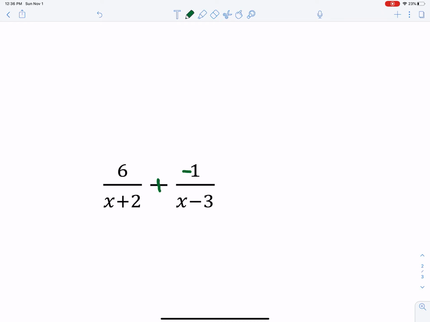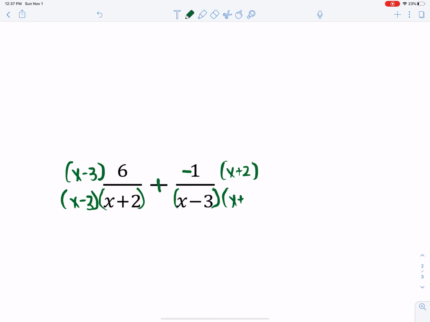So now, I can't factor the bottom of the first one. I can't factor the bottom of the second one. So, to get my common denominator, I think, what's the bottom of the first one missing that the bottom of the second one has? It's x minus 3. So I'm going to multiply the top and bottom of that fraction by x minus 3. When I think, what is the bottom of the second fraction missing that the bottom of the first one has, it's x plus 2. So I'm going to multiply the top and bottom of that fraction by x plus 2.